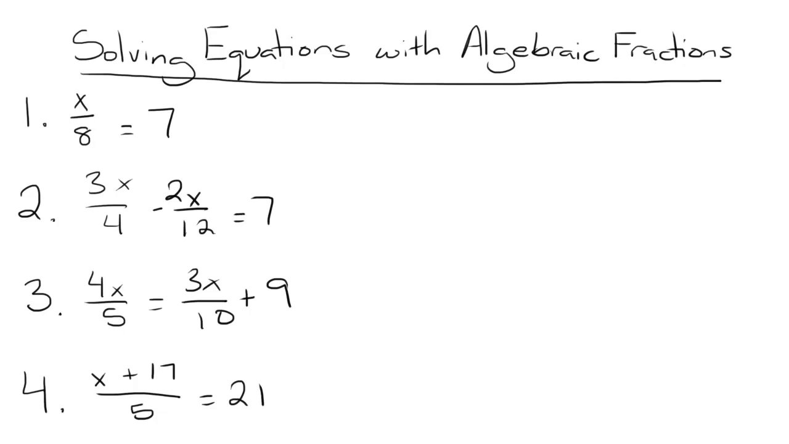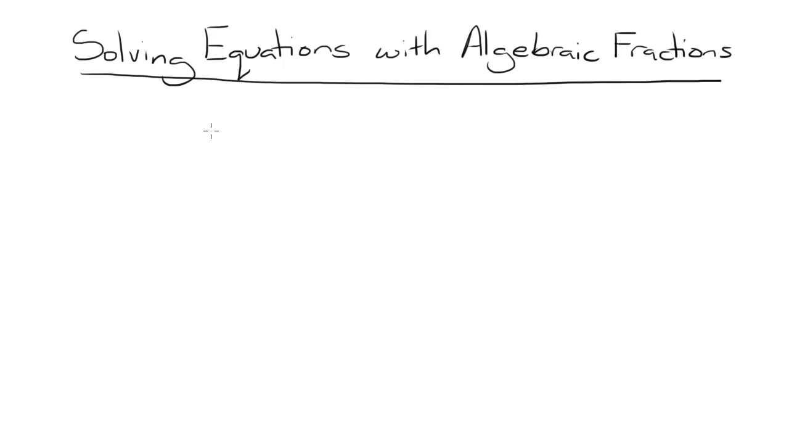But first, let's review what algebraic fractions are. An algebraic fraction is any fraction that contains an algebraic expression. In other words, it's a fraction that has a variable in it anywhere. For example, 5 over x, 2x minus 9 over 7, and 3x over 2 are all algebraic fractions. So now that we know what they are, let's jump into a problem where we have to solve these.